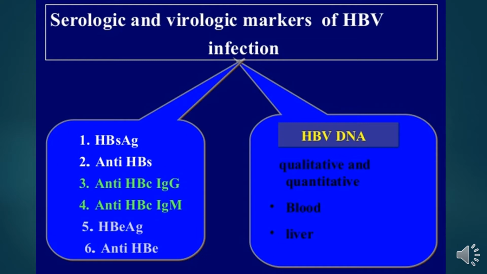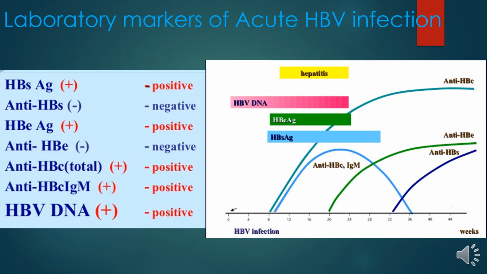As we already see in this slide, this shows the serological and virological markers of the hepatitis B virus. In acute hepatitis B virus infection, the hepatitis B surface antigen is positive. Hepatitis B e antigen is also positive, which shows active replication. Anti-hepatitis B core antibodies, total and IgM, are positive in acute infection. Hepatitis B virus DNA, when PCR is done, is also positive.